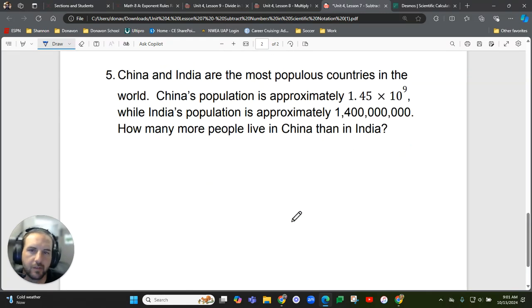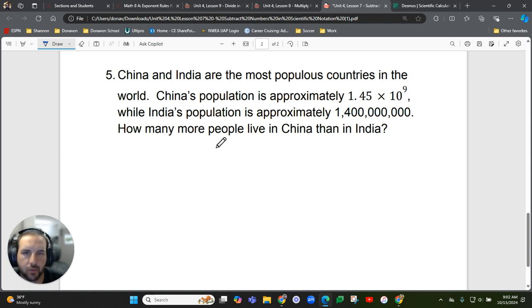All right, and question number 5, this is the last one for this lesson. So it says, China and India are the most populous countries in the world. China's population is approximately 1.45 times 10 to the 9th, which I think is 1.45 billion people. And India has 1.4 billion people. How many more people live in China than in India? Well, this one's kind of easy because this is 1.45 billion, this is 1.4 billion. Here, I'll just show you.